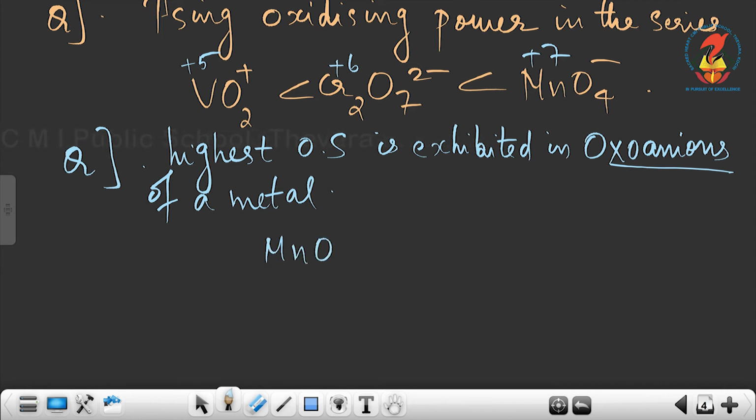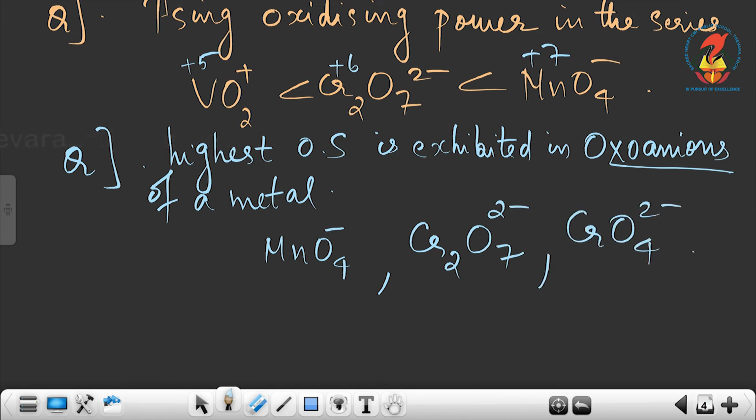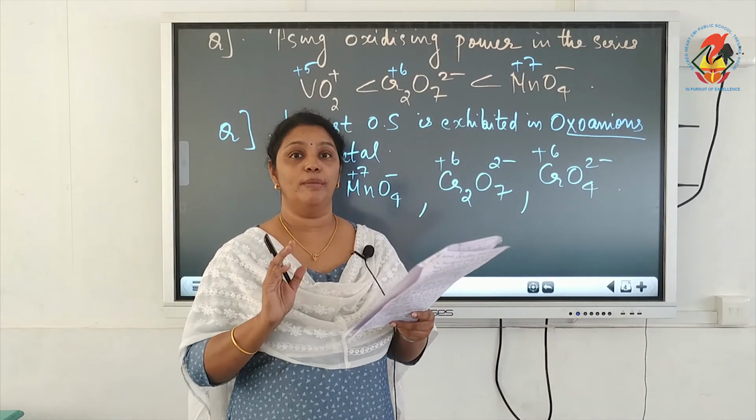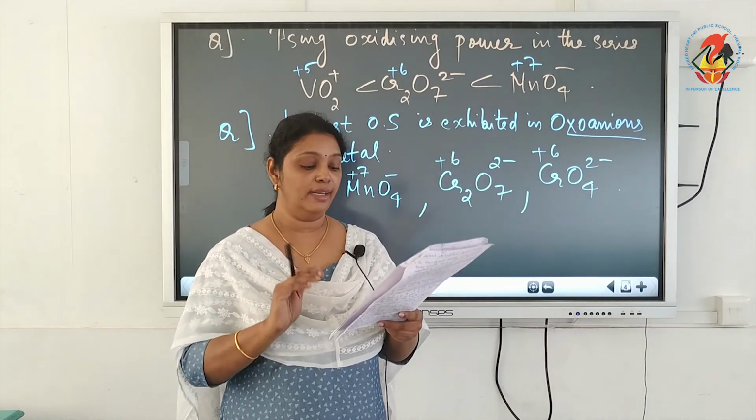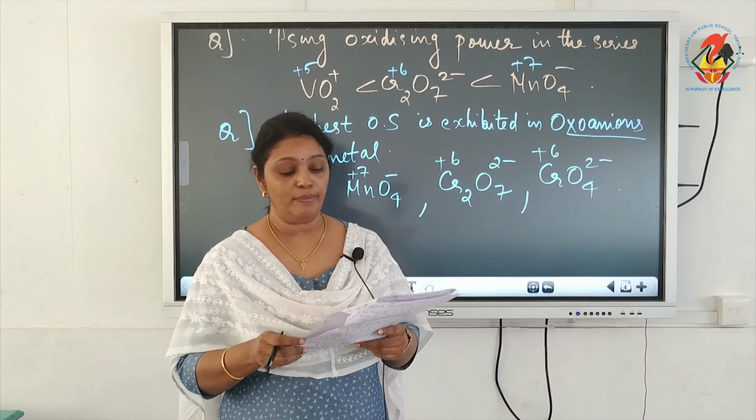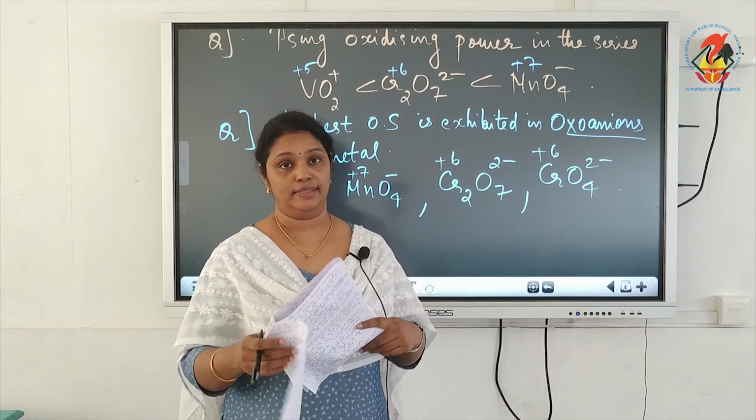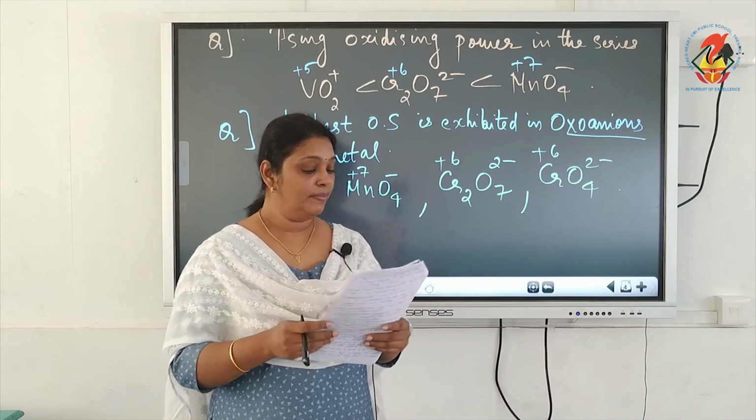Examples are MnO4-, Cr2O7 2-, CrO4 2-, etc. These are examples of oxoanions, and you can see manganese has oxidation number +7 here, chromium has +6, and the chromium here is also +6. So the highest oxidation state is exhibited in oxoanions of a metal. Why? The answer is due to the combination of oxygen, which is highly electronegative, and also oxygen can form multiple bonds with the metal atom.